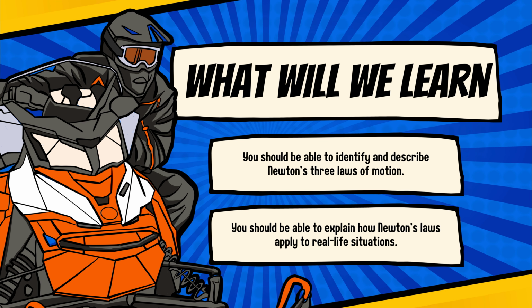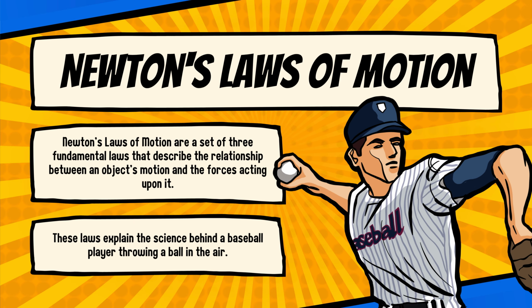Today we will discuss how to identify and describe Newton's 3 laws of motion, and how to explain how Newton's laws apply to real-life situations. Newton's laws of motion are a set of 3 fundamental laws that describe the relationship between an object's motion and the forces acting upon it. These laws explain the science behind a baseball player throwing a ball in the air.